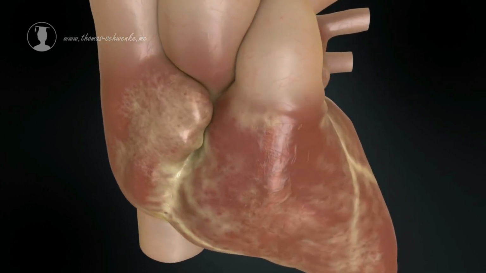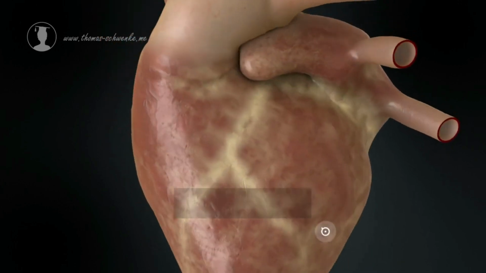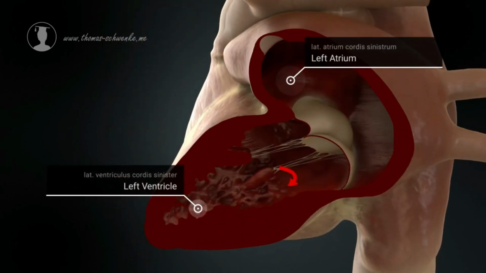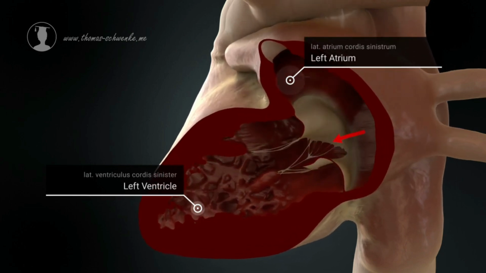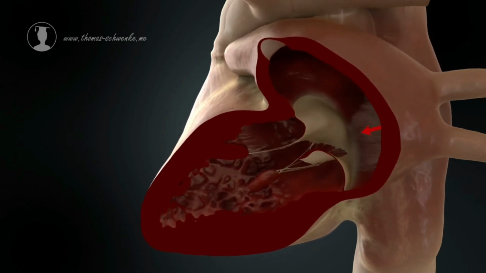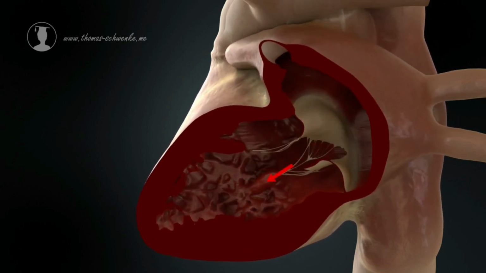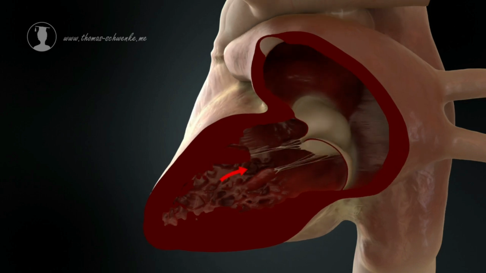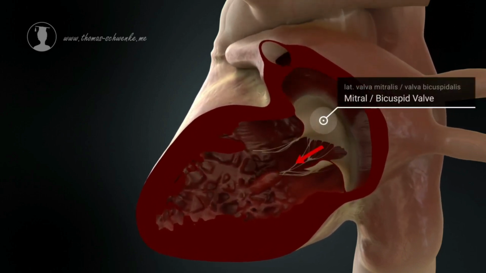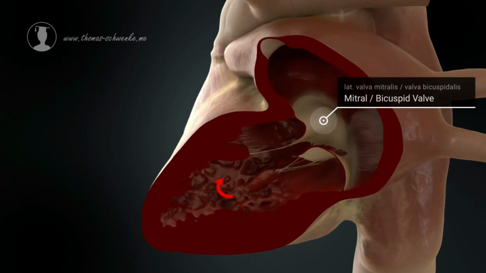Now let's take a look at the left atrium and the left ventricle. The left ventricle's task is to pump oxygen-rich blood into the entire body. To achieve this, the left atrium first pumps the blood coming from the lungs into the left ventricle. The muscles of the left ventricle then contract. As in the right ventricle, fibrous cords and muscles prevent the leaflets of the valve from being pushed into the atrium.